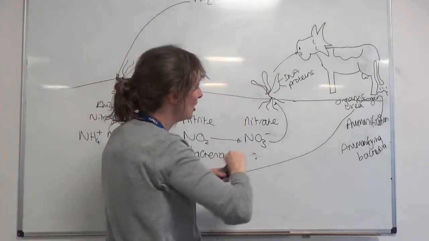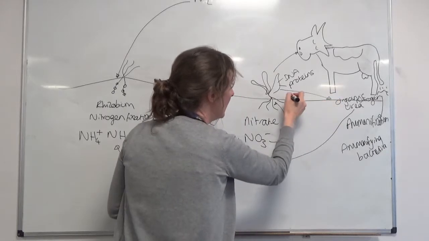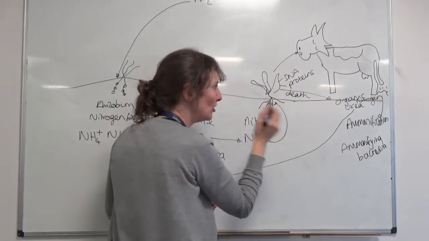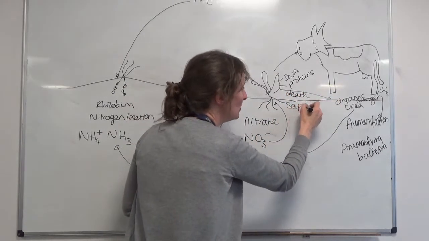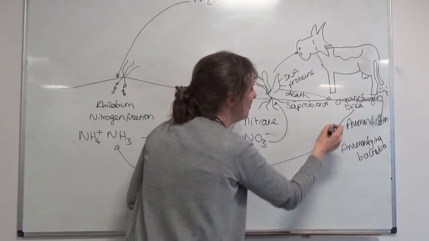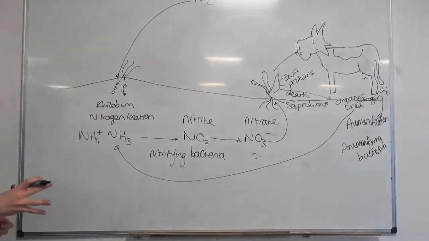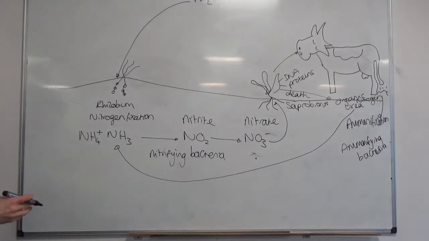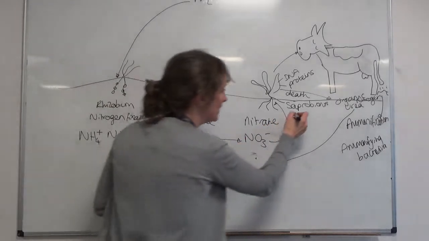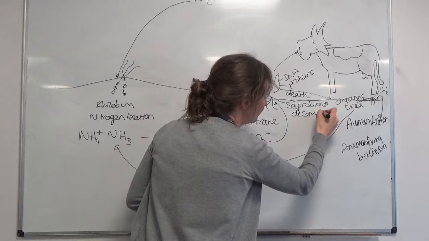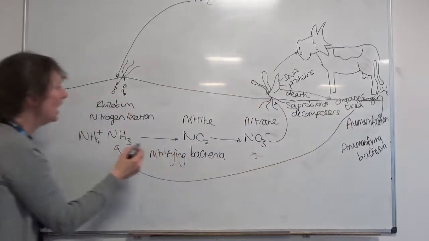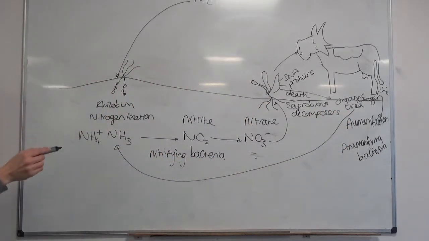The plants could also die, so that could end up as death and decay. You could also add in there your saprobionts, because those are your bacteria that are going to break down the large organic molecules into smaller ones. So those are your decomposer bacteria. The other way of continuing this cycle is how do we get that nitrogen back up in there.